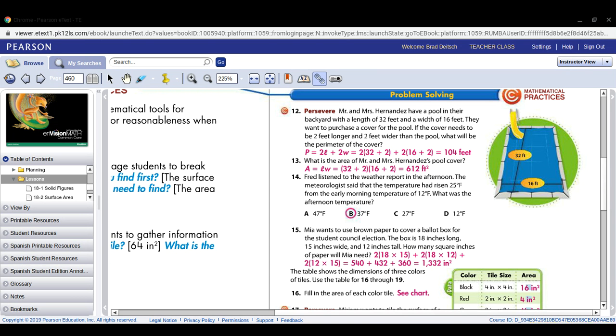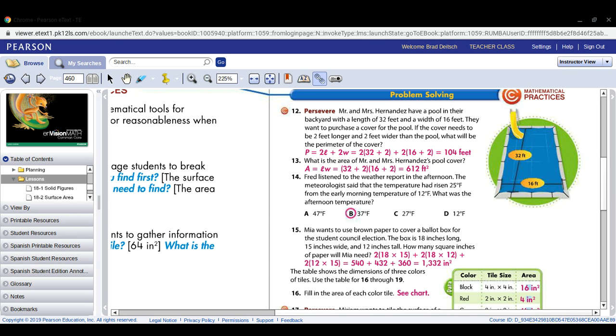So it's 2 times 34. Then the width is 16. So it's not really 16 because it has to be 2 feet longer. So it's 18. So 2 times 18, which is 104 feet, not square feet, right? It's just perimeter, which is the distance around.